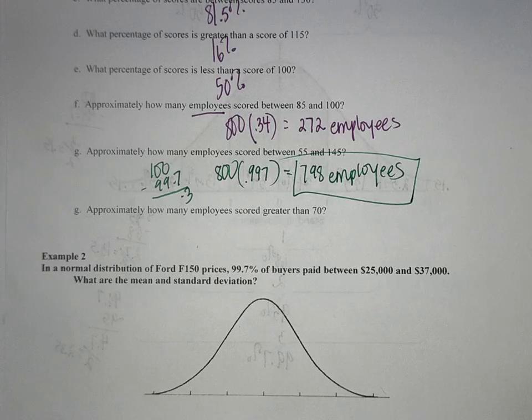So is this greater than 70? So here's 70, right? So you can either add all of those, or you could add these two and subtract. Okay? Okay, now your question was what?